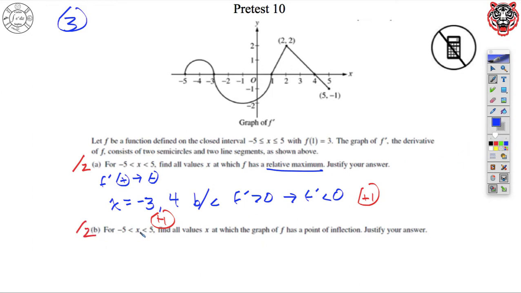All right, so we need to find inflection points. An inflection point is where f double prime has a sign change. Since we are given a graph of f prime, f double prime is the slope. So where does the slope change signs? It's positive, positive, oh, negative, so it changes there. Negative, negative, negative infinity, better keep going, negative, negative, negative. Oh, suddenly it's positive, positive, positive, positive, and then switches to negative there. Those are the 3 points of inflection. So we want to say at x equals negative 4, negative 1, and 2, and the rationale is because f double prime has a sign change.